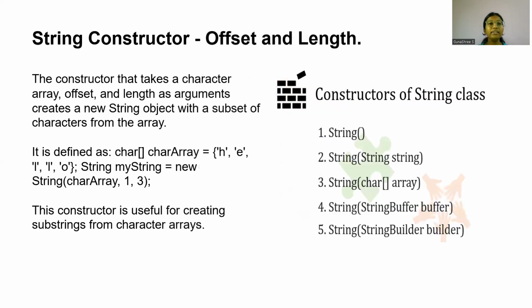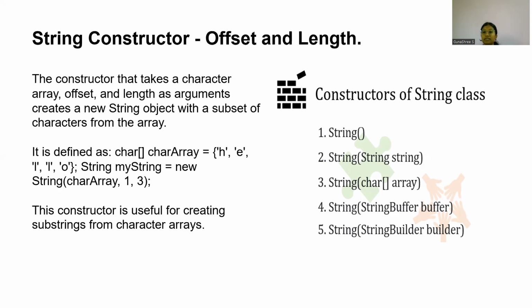Next one is the offset and length. Here this constructor will take a character array, offset and length as arguments, and it will create a new string object with a subset of characters from the array. It will be defined as a character array, specifying the characters within the curly braces, and later calling whichever characters you have to extract, that is String myString = new String(charArray, 1, 3). From 1, 3, the output that will be obtained is ELL. So it is again useful for creating substrings from the character array.